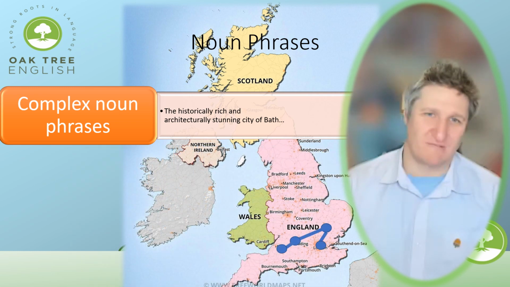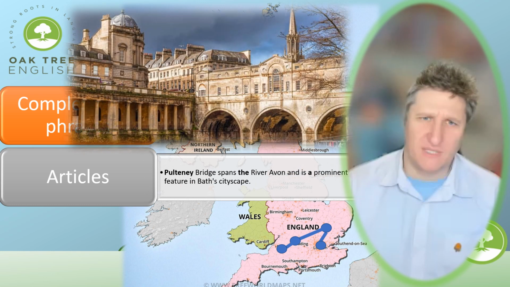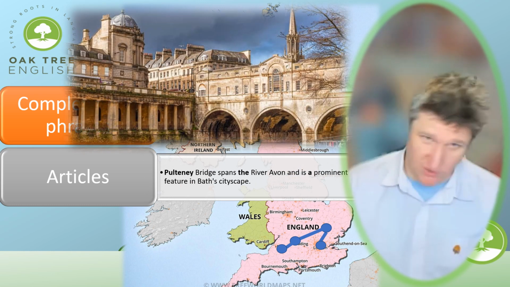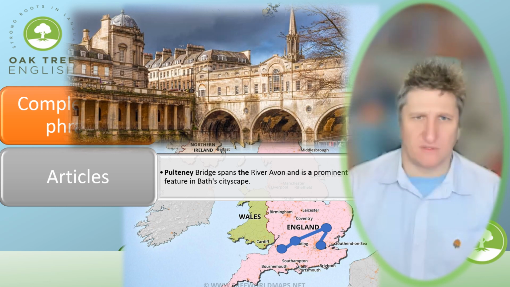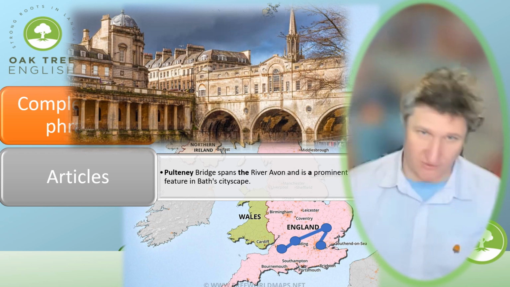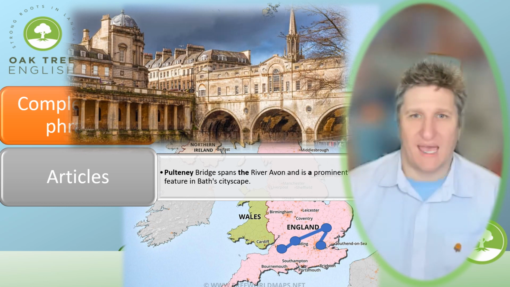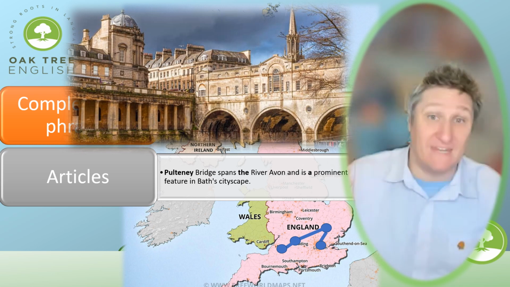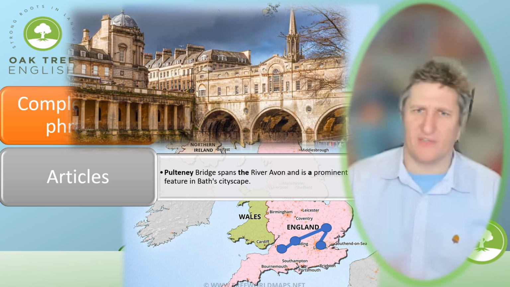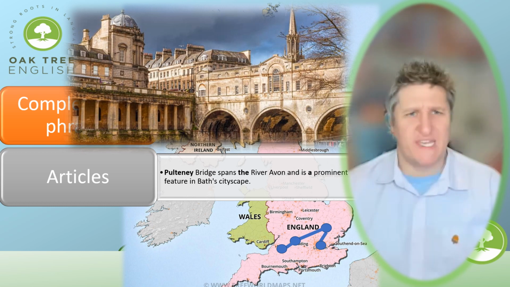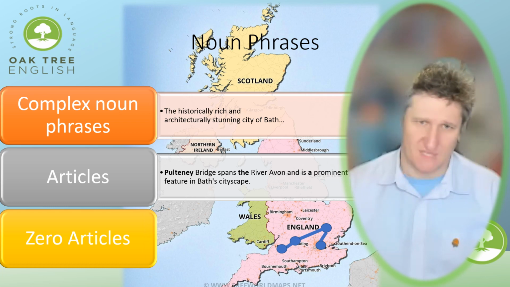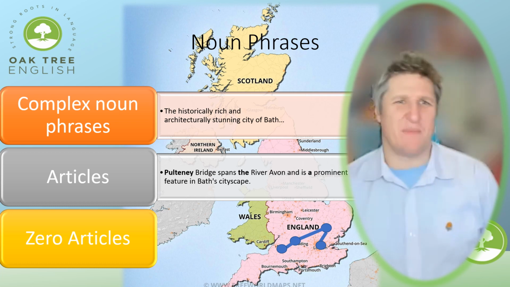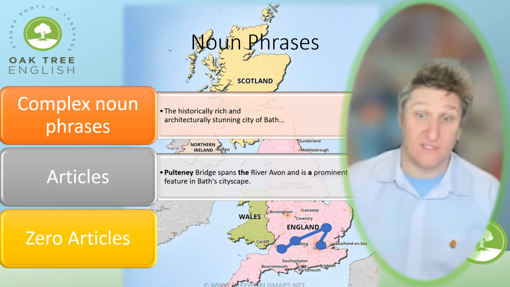You should have a fairly secure grasp at this stage of using articles, such as Pulteney Bridge, there it is, which is a zero article due to being a proper noun, spans the River Avon, which is a definite article because there is only one River Avon in Bath, and is a prominent feature, indefinite article, a prominent feature, because there are many features, of which Pulteney Bridge is one in Bath's cityscape. Within this, the trickiest article is the zero article, because it's neither written nor spoken, but it's always there. You might think of it as the imaginary article, if that helps. If it doesn't, then don't think of it that way.